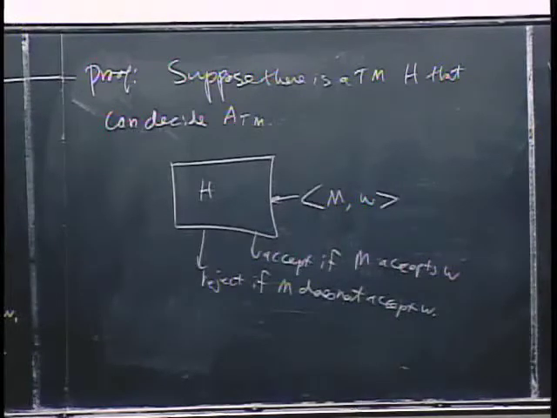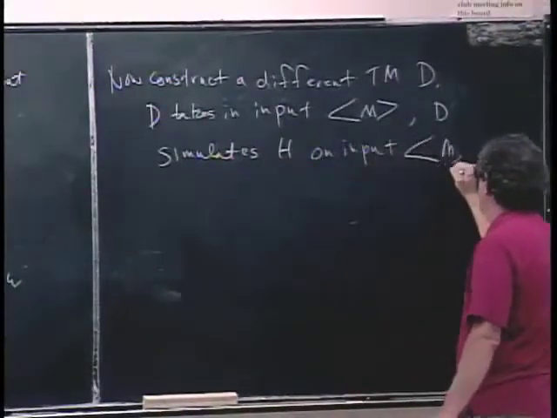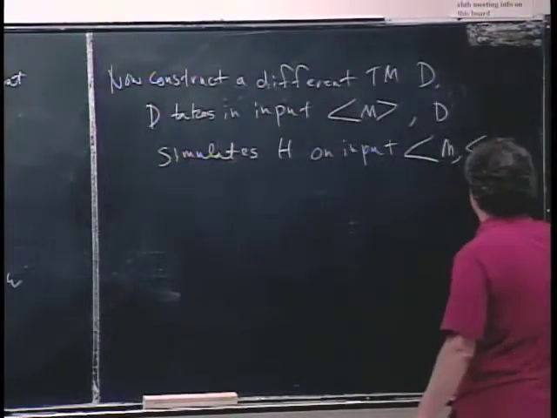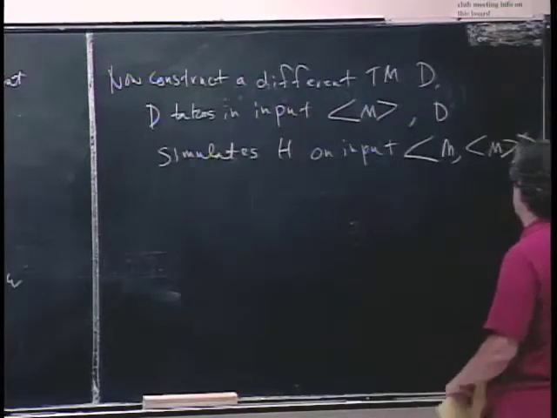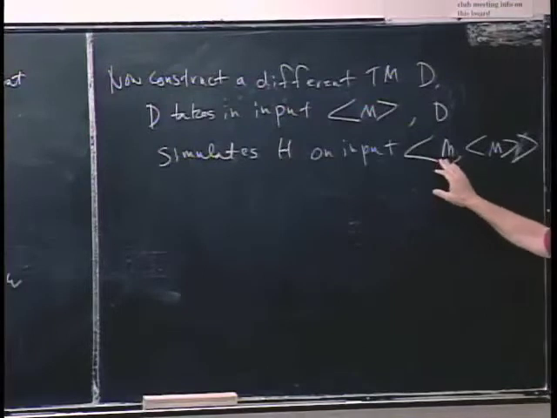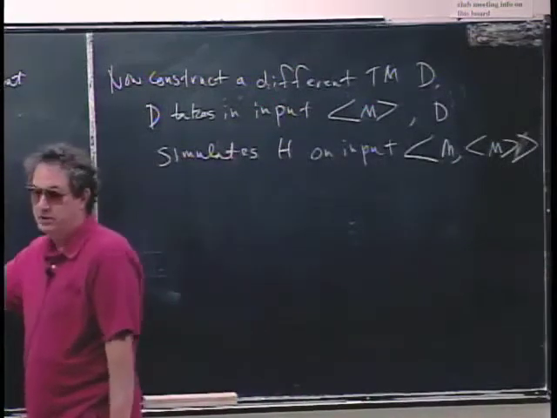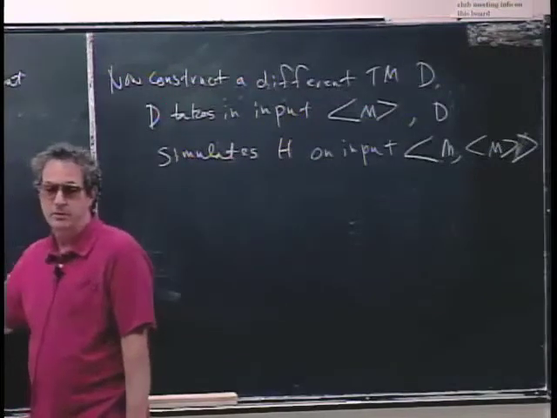And so D simulates H, but on what input? On input M, comma, remember, H has a particular Turing machine and has a particular input. What's the input? It's that. Okay, we really have to parse this. Okay, so what does H typically get? It gets a Turing machine, a description of a Turing machine, and some particular input to that Turing machine.